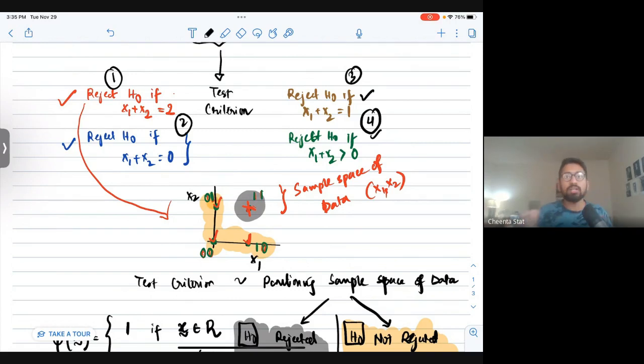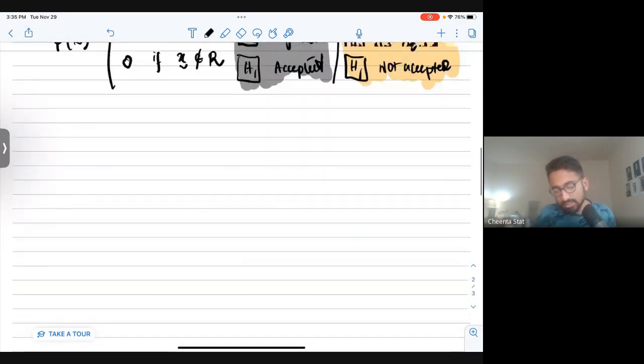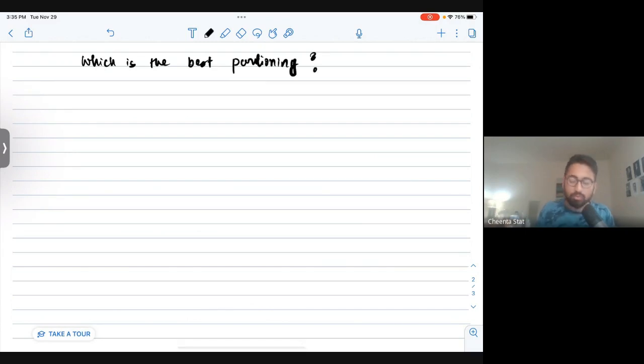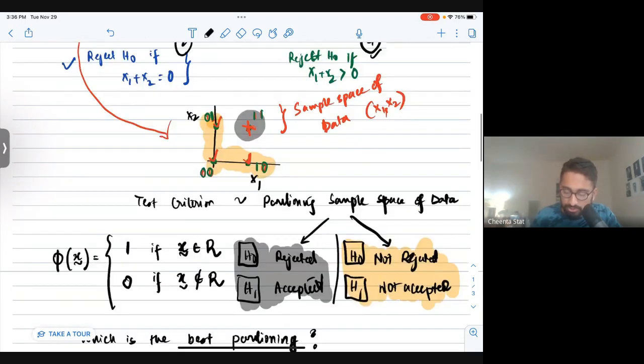The question is that there are many ways to partition the whole data set. That's only the definition of a test. The question is, which is the best partitioning? Which is the best test? And this question will lead us to the idea of how we find the best test for a given model and a hypothesis.